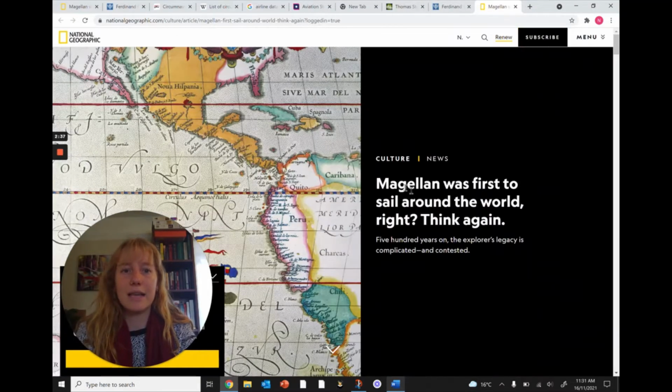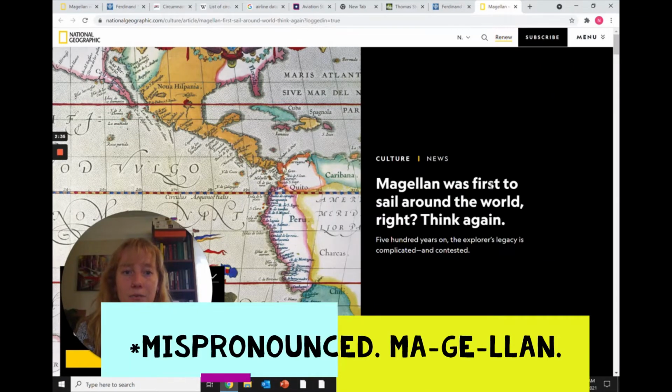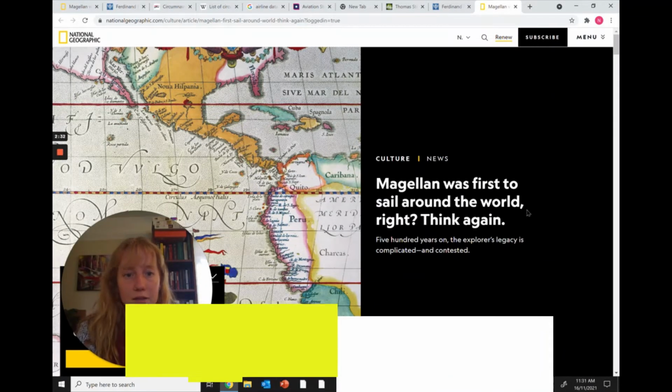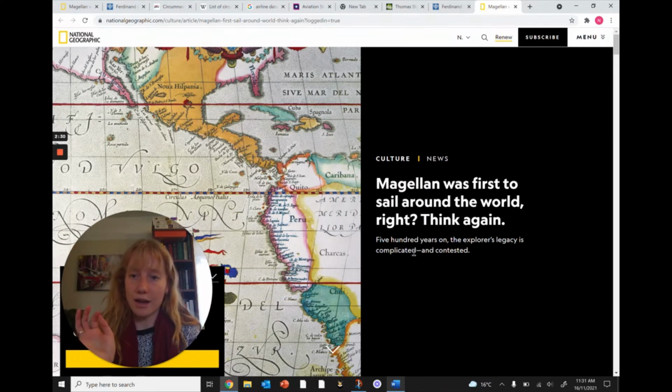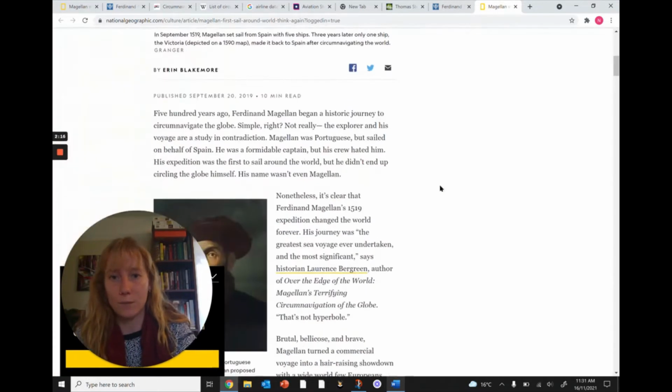So we can see here we've got Magellan was the first to sail around the world, right? Think again. It's just an article talking about the first circumnavigation and it provides a little bit of extra detail. I've chosen this because it is a reliable source. I've also chosen it because it gives me information about who I'm talking about. Okay, so if we think who, what, when, where, why, this addresses who.